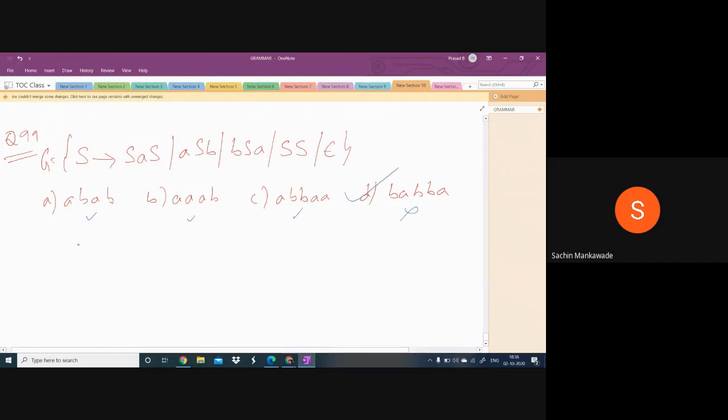Here, the productions are S derives ASB. Whenever A is generated, B also will be generated. So A's and B's are equal. And BSA: in this production also, whenever B is generated, A also will be generated. So B's and A's are equal using this production. And using this production, A's and B's are also equal. And SS, here also equal. And epsilon, here also equal.